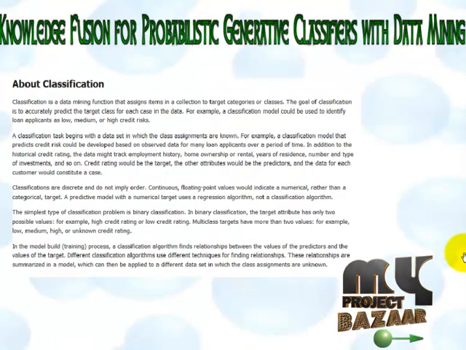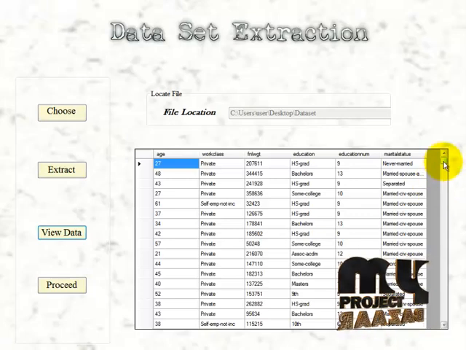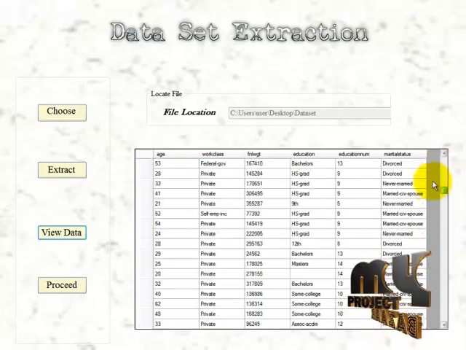See the demo of our project. I click on this view data. Now my data set has been extracted and the data has been viewed. I have an extraction of age, work class, final weight, education number, and marital status.